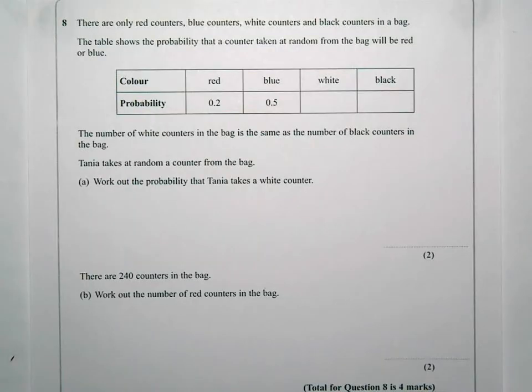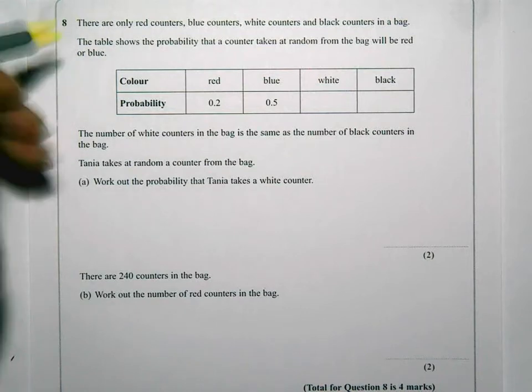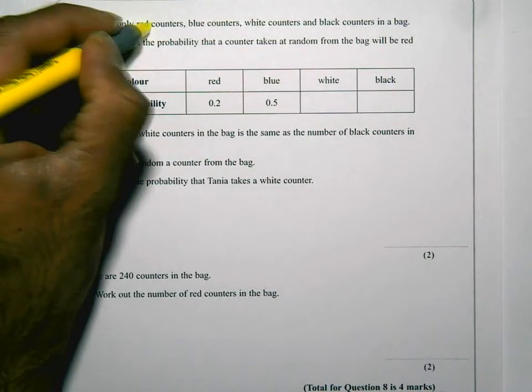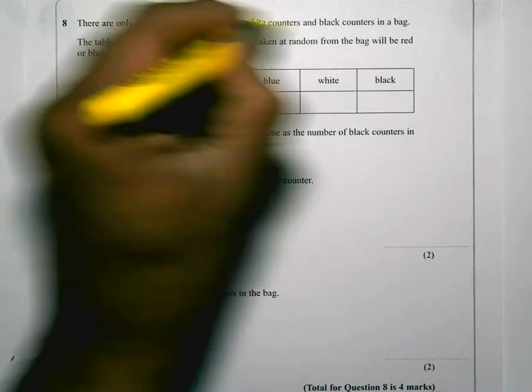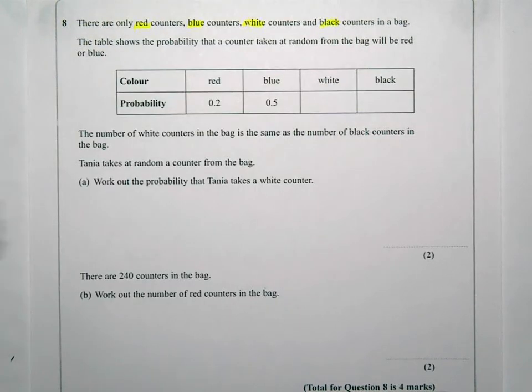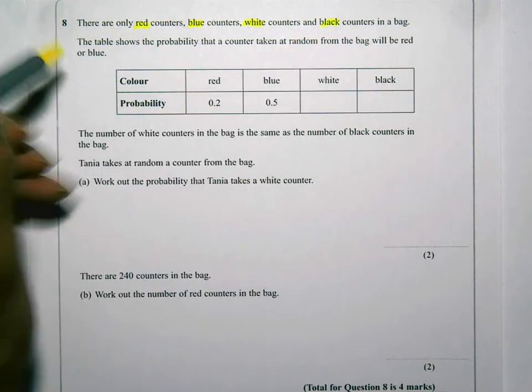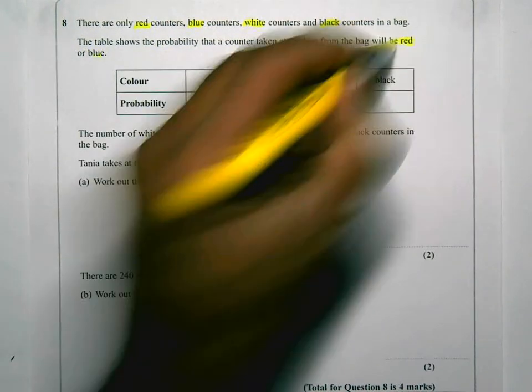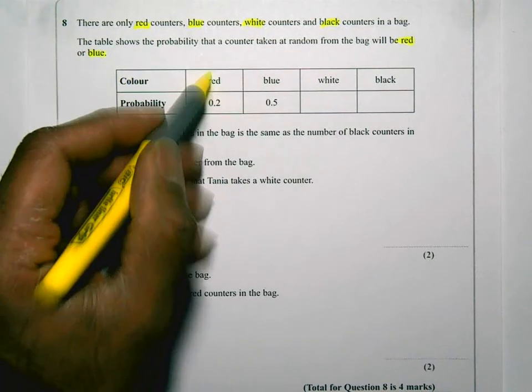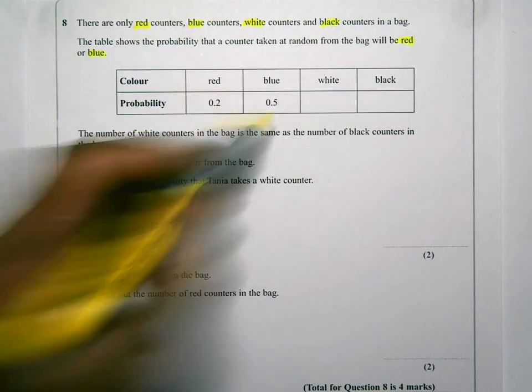This is question 8 on the higher non-calculator paper. Okay, let's read the question here. There are only red counters, blue counters, white counters, and black counters in a bag. The table shows the probability that a counter taken at random from the bag will be red or blue. So there we've got red, it's 0.2, blue is 0.5.